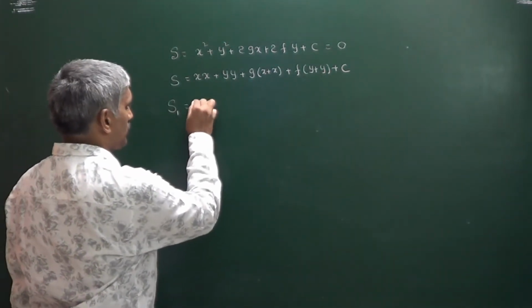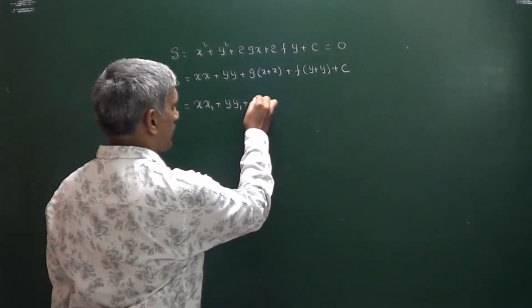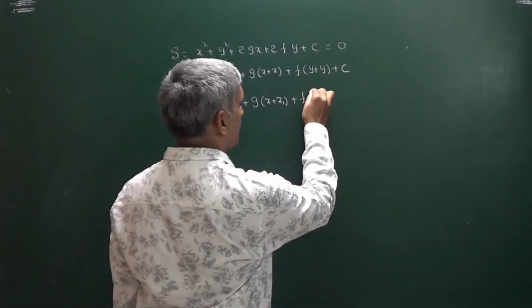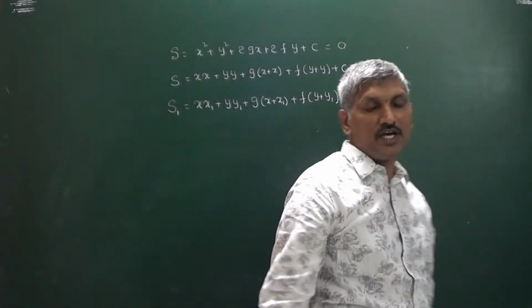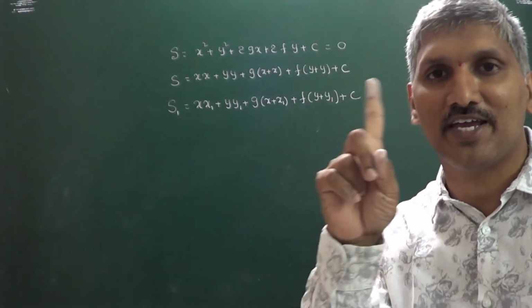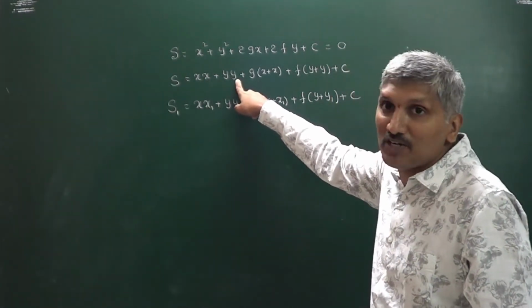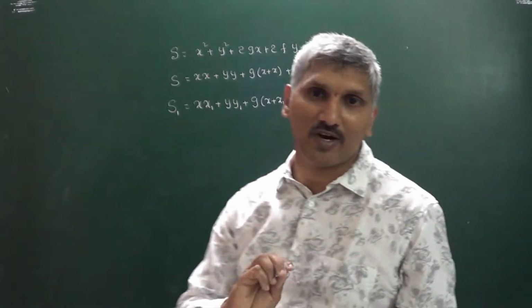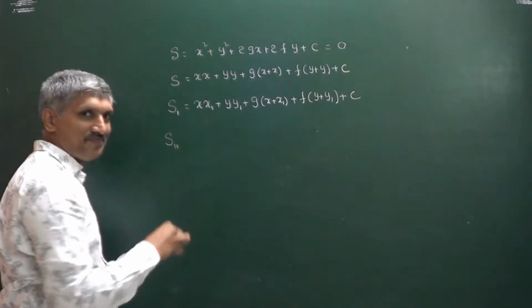S1 is equal to x into x1 plus y into y1 plus g into x plus x1 plus f into y plus y1 plus c. Whether you observed or not, in place of one x, I wrote x1, and in place of one y, I wrote y1. That's why here one x I wrote x1, one y I wrote y1. Here also only one x I used as x1, one y as y1. That is S1.